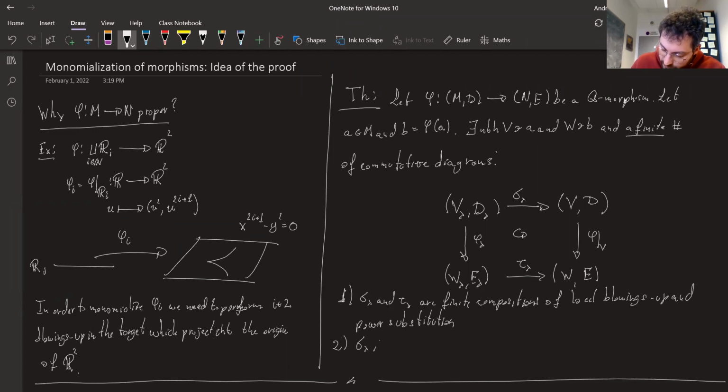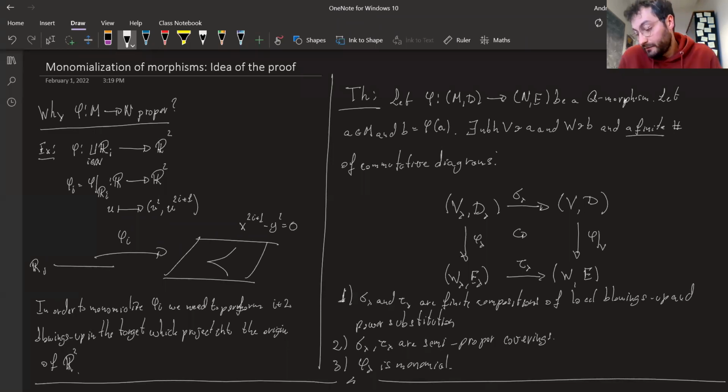True, phi lambda, tau lambda are semi-proper coverings. And 3, phi lambda is monomial. So this recalls what is the theorem that we're trying to prove today, or that we're going to understand the idea of the proof. And it is the beginning, and note that we are going to restrict ourselves to some neighborhood.